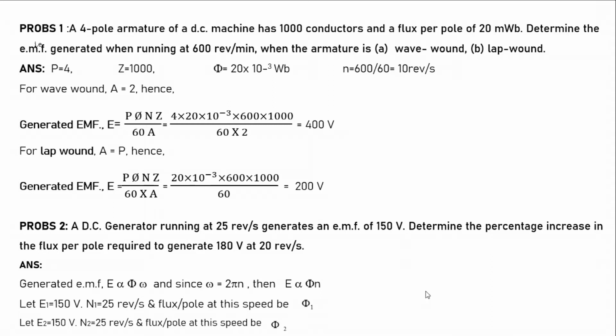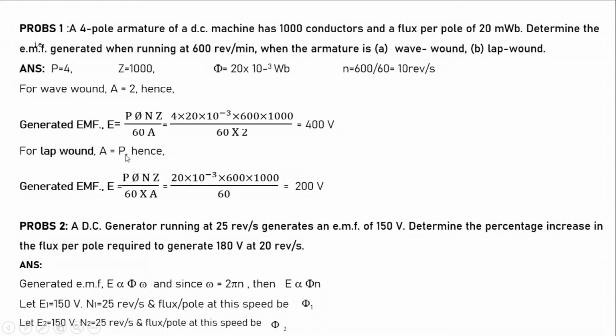First question: as a wave wound, what is the EMF generated? For a wave wound, the number of armature paths is equal to 2. That is already seen while solving the derivation for the EMF equation for a DC generator. For A equal to 2, substituting into the equation, E is equal to phi Z N P by 60A. Pole 4, flux given, N 600 RPM, number of conductors 1000, divided by 60 into 2, for a wave wound. So we will end up with 400 volts.